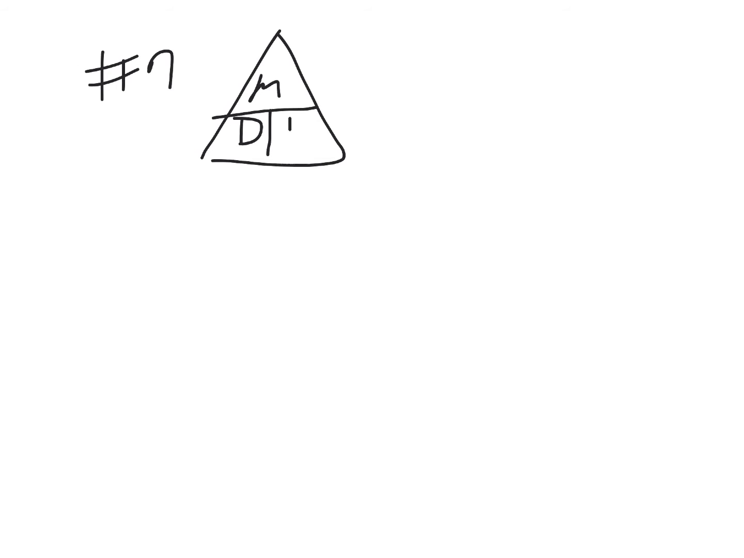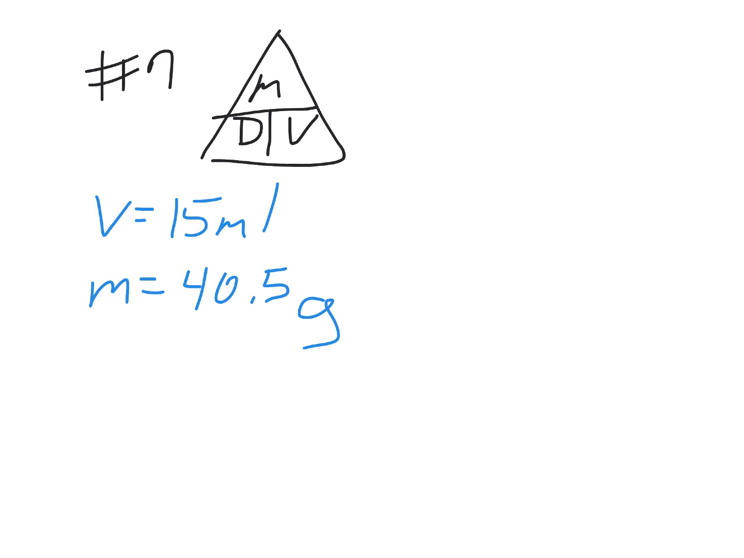So let's do number 7. Okay, let's do number 7. And we still have your same little shortcut. Okay, what's my first given for number 7? Volume of 15 milliliters. Very good. And so my volume is 15 milliliters. Okay. What's my second given? Density 40.5. It is 40.5, but it's mass. Very good. Because it's grams, the 40.5 grams is mass.